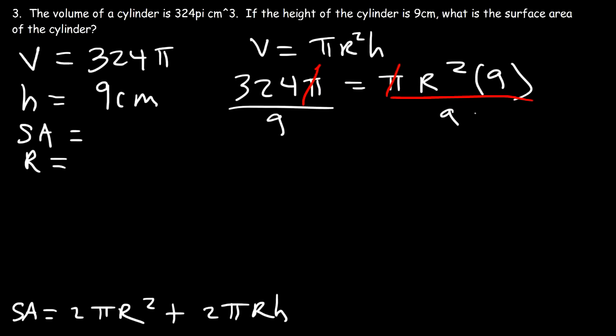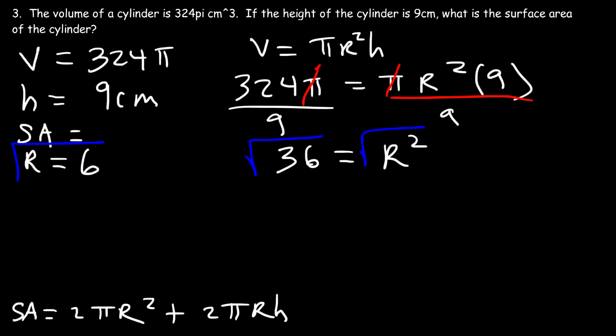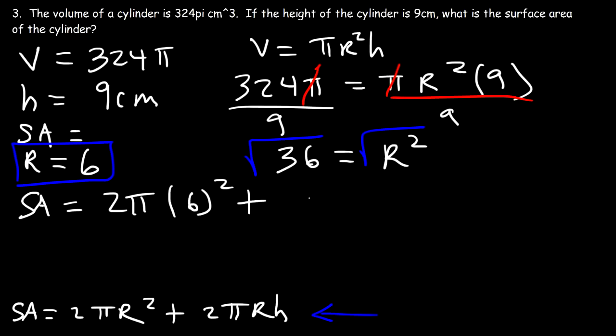324 divided by 9 is 36. So 36 is equal to r squared. Now all we need to do is take the square root of both sides. The square root of 36 is 6. So now that we have the value of r, we can now find the surface area. So the surface area is going to be 2 pi times 6 squared plus 2 pi times 6 times a height of 9.